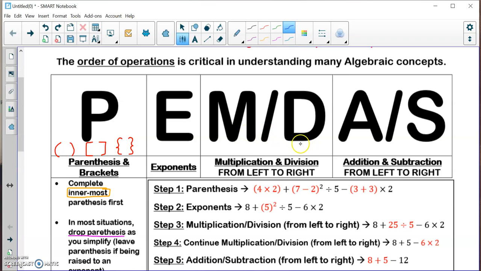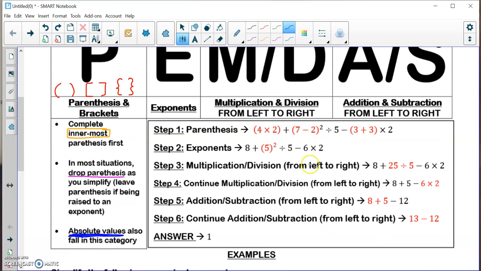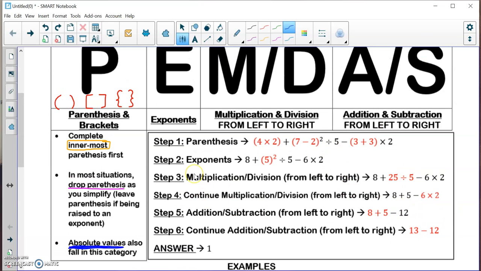And then lastly, after multiplication and division have been taken care of, we deal with our addition and subtraction from left to right. So addition doesn't always come first. We need to see which operation is the leftmost operation. In the following, I have an example, and you can follow along with that example if you wish. If this helps you, go ahead and read through that.